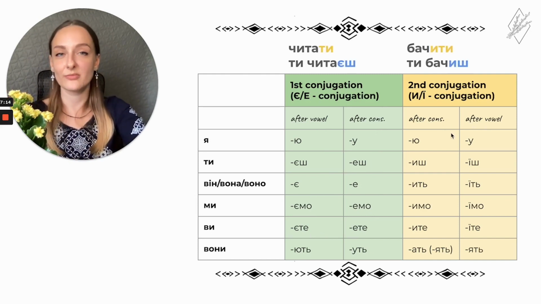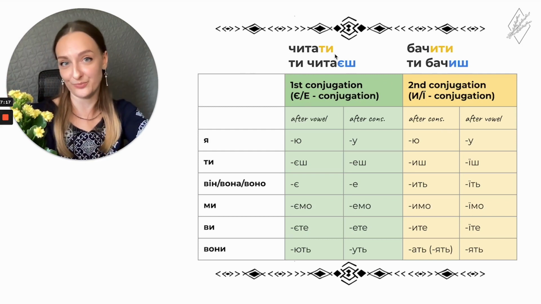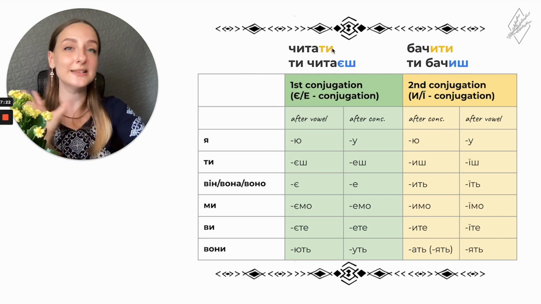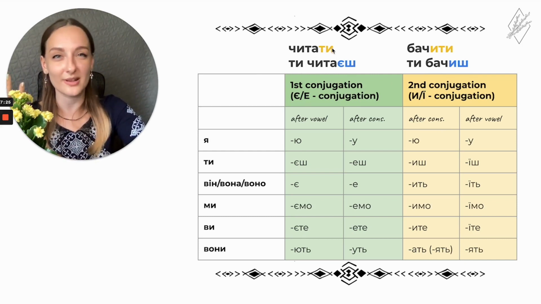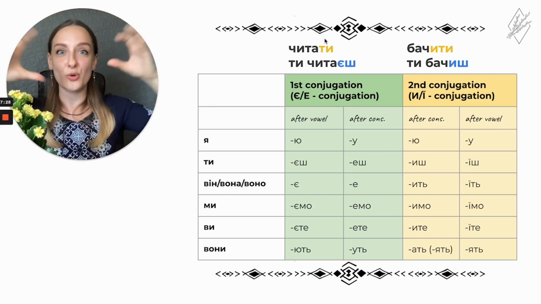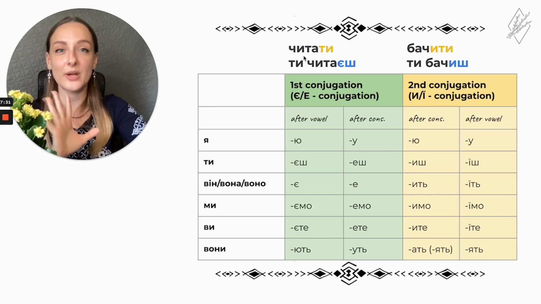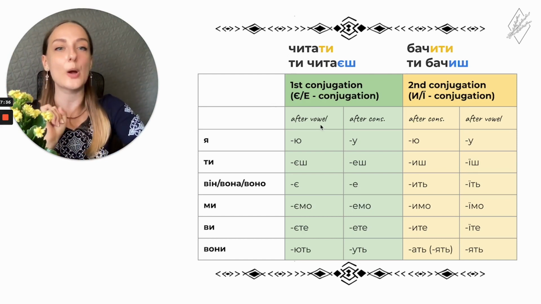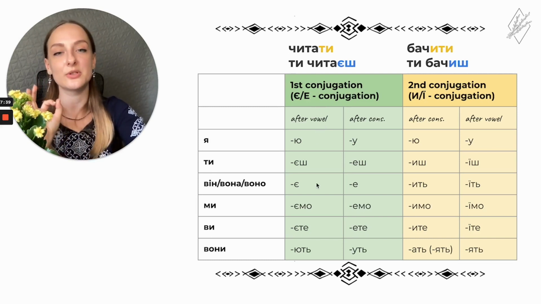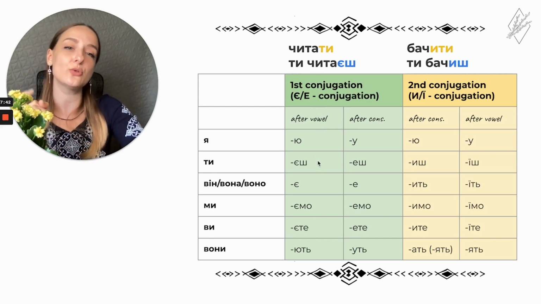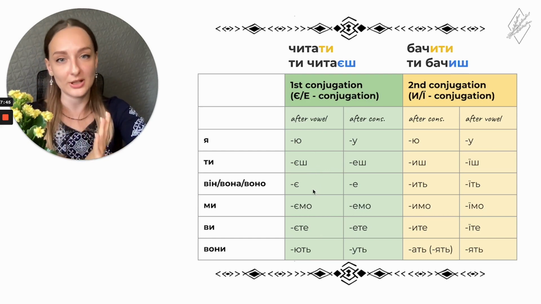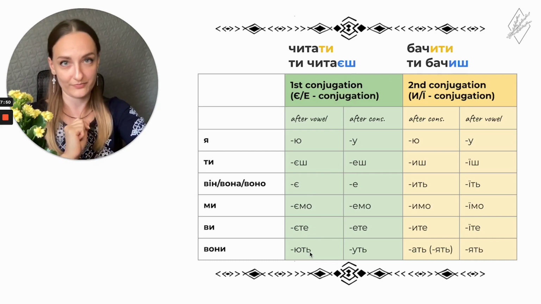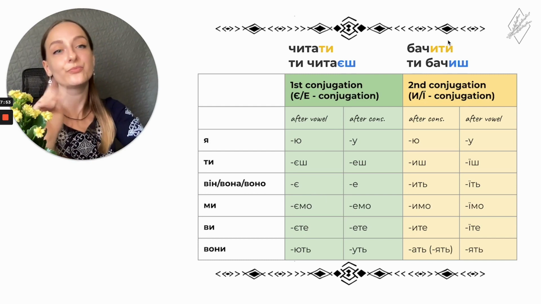What does it mean? For example, you have the verb читати, the infinitive which is given in the dictionary. It has this suffix ти. We will call it an ending for convenience. So we need to drop this ending ти. Then we have the stem of the verb чита, which ends with a. A is a vowel. And that is why after it we use this first set of endings. Я читаю, ти читаєш, він, вона читає, ми читаємо, ви читаєте, вони читають.